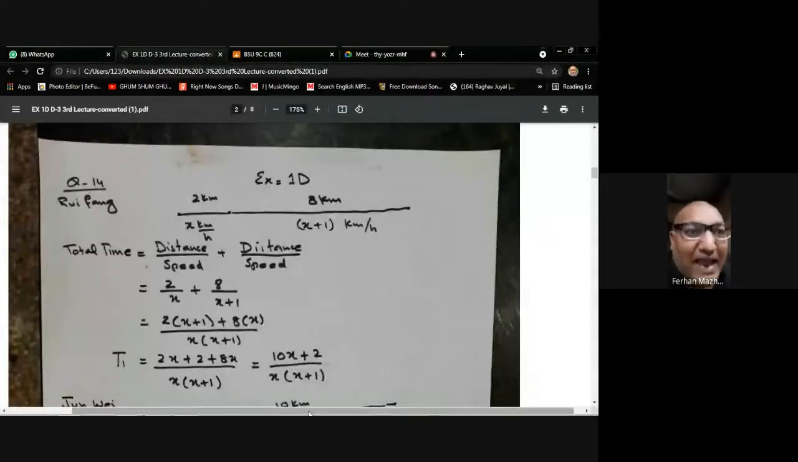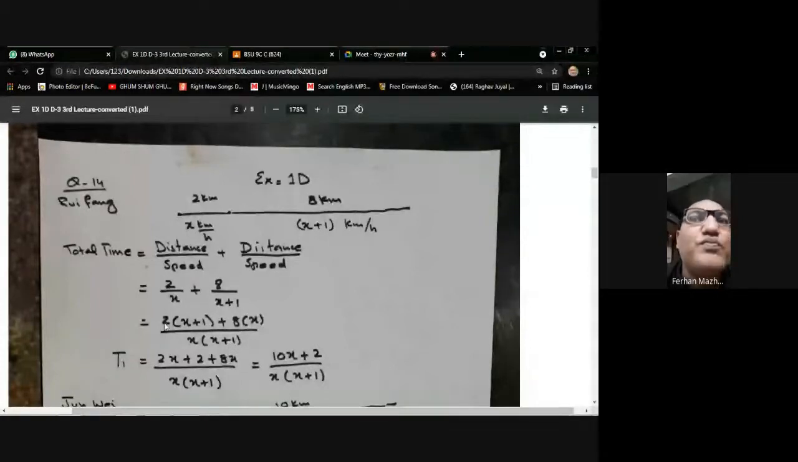2 divided by x, and the time for the second portion will be distance divided by speed, 8 divided by x plus 1. So I will take the LCM here. You can see there are two denominators, x and x plus 1. So both will come in the denominator in the LCM. When I divide the LCM with this denominator, the x and x will be cancelled, x plus 1 will be left. That will multiply with the numerator.